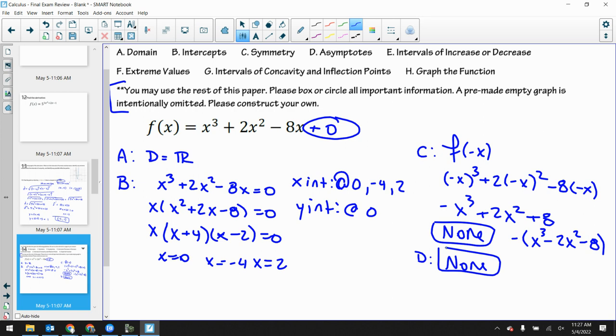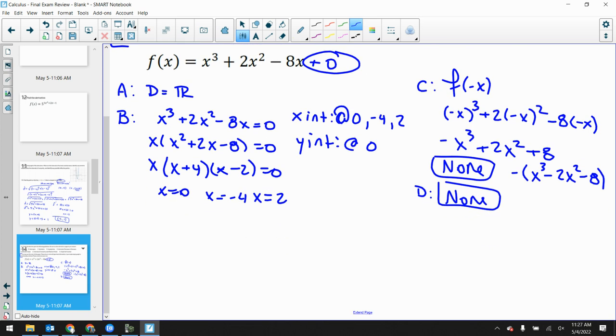E says intervals of increase and decrease, and this is where we have to start to find the derivative. Let's find f prime of x, which is 3x squared plus 4x minus 8. Man, how simple finding the derivative is nowadays. Yes? Do we have to find asymptotes? I don't believe there's one on the exam review, so I think you're good. Okay, so 3x squared plus 4x minus 8.